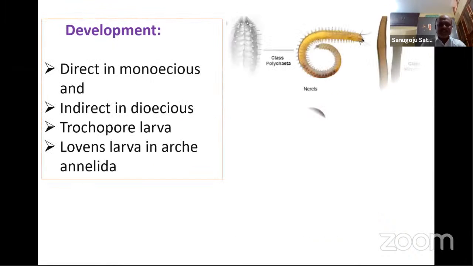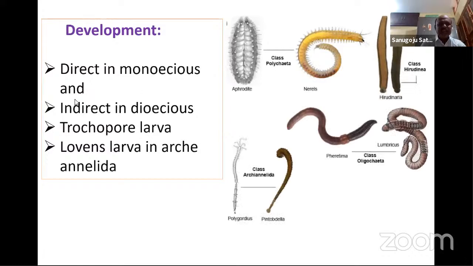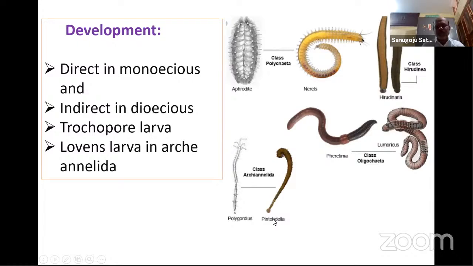Next, the development. Development is direct in monoecious and indirect in dioecious. Trochophore larva is seen in this development, and Loven's larva in Archiannelida. These are the Archiannelids, children: Polygordius, Protodrilus, and Nerilla are the Archiannelids here. Archiannelids are very primitive annelids in which the Loven's larva is seen.